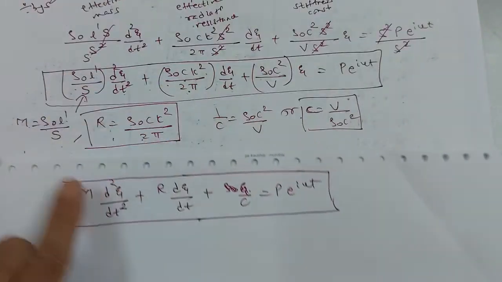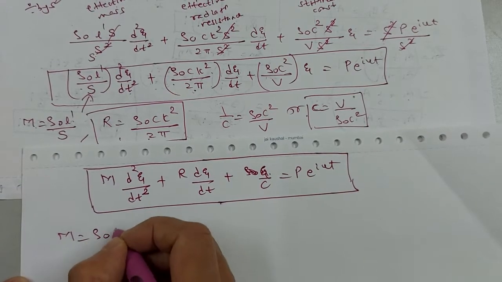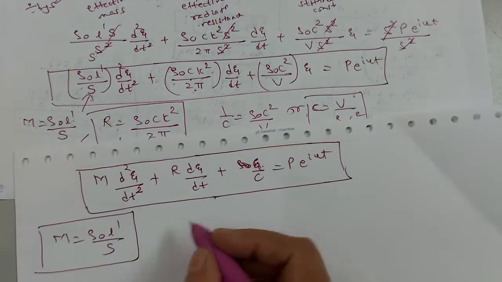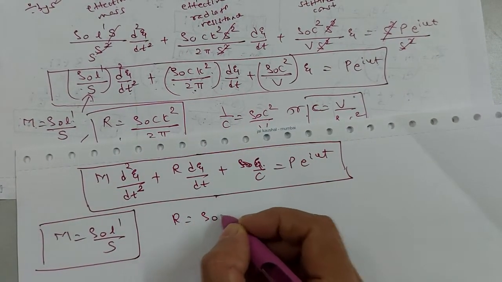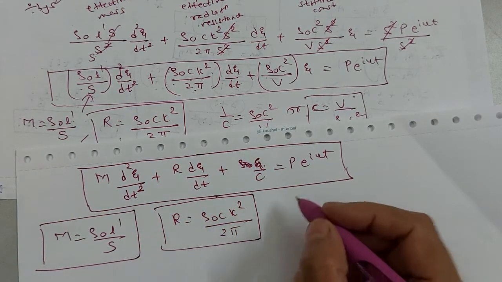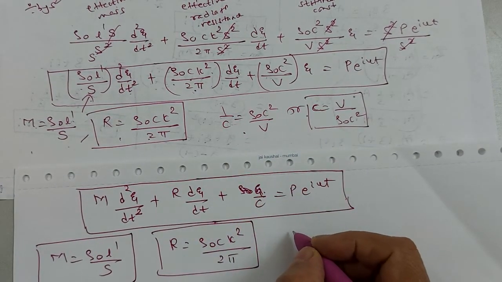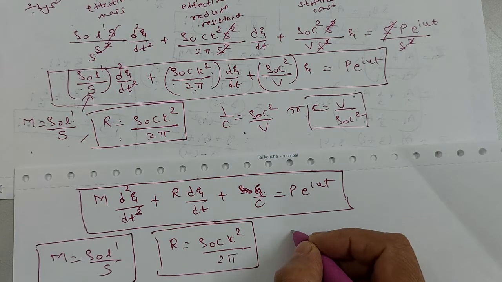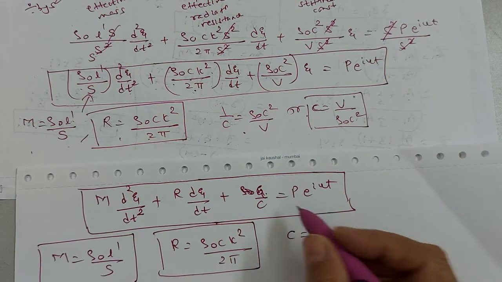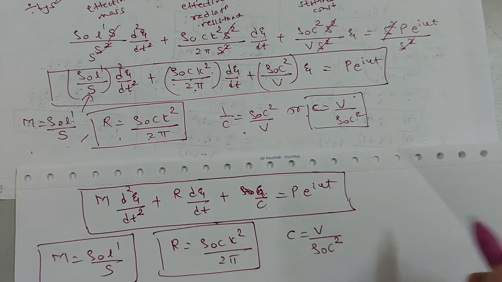So here I have three terms. One is M. What is M? M is rho 0 L dash by S. Next is R. What is R? Rho 0 c k square divided by 2 pi. And the next term is this. The value of C will be V divided by rho 0 c square, because we are writing zeta by C only. So obviously the meaning will be similar.